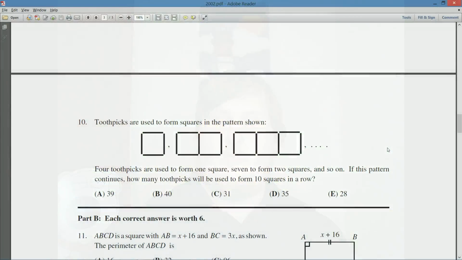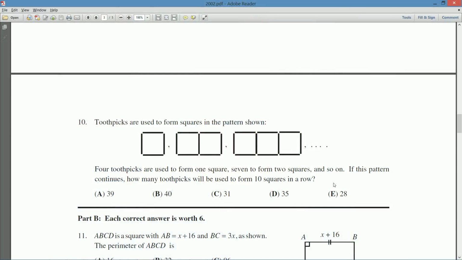Alright, so we're up to question number 10, as I say. Let's take a look at it. Toothpicks are used to form squares in the patterns shown. So 1 square, then 2 squares, then 3 squares. 4 toothpicks are used to form 1 square. 1, 2, 3, 4, yeah, they're right. 7 to form 2 squares, okay, and so on. If this pattern continues, how many toothpicks will be used to form 10 squares in a row?